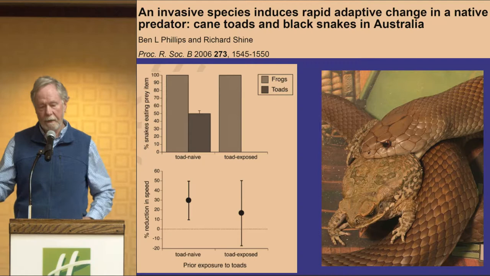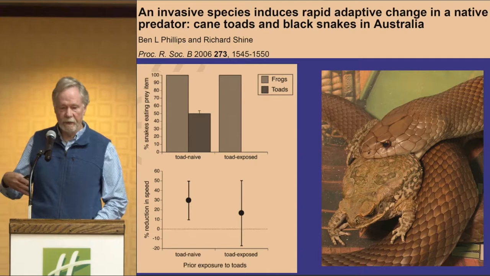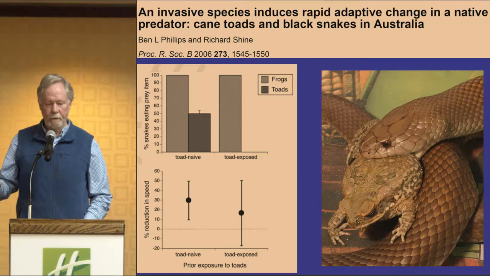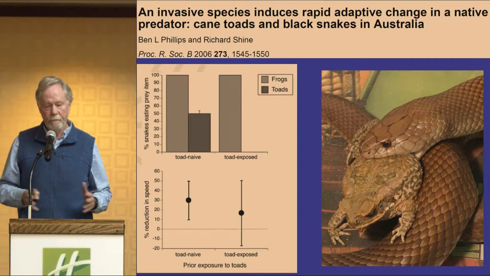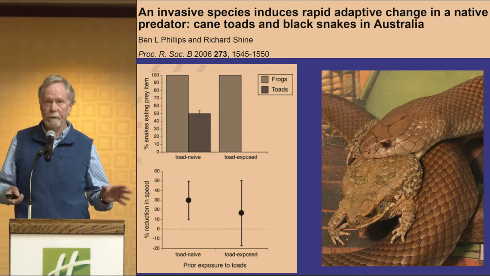Or if you go to places where the cane toad hasn't been, the snakes will eat both the toads and the frogs. And then if you look at the effect of the toxin on the bottom, this is the proportion of reduction in speed. So if you feed them cane toads and then measure how fast they can move, individuals who are from populations which have been exposed to the cane toad are less affected by the toxin itself.